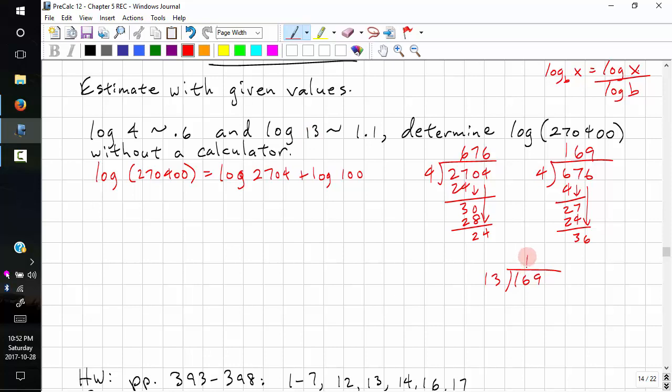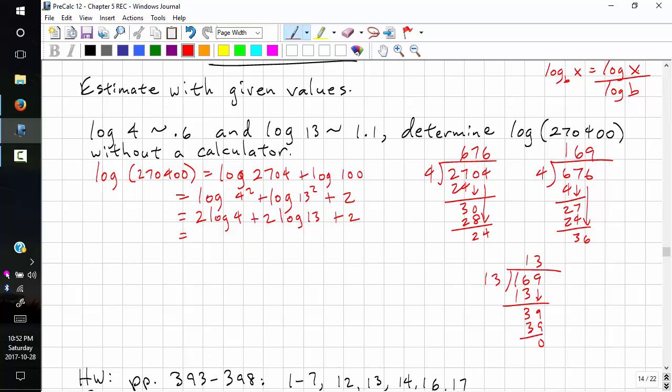That's the other factor. That goes in once, 13. Subtract, we get 3. Bring down the 9. 13 into 39, that goes 3 times. And we get 0. So we've divided by 4 twice. We've divided by 13 twice. This means we have log 4 squared plus log 13 squared plus log 100. That's just 2. Bring the exponents out front. We have 2 log 4 plus 2 log 13 plus 2.